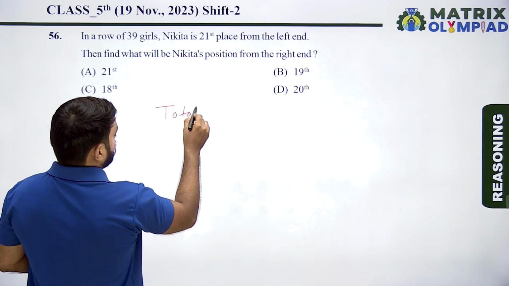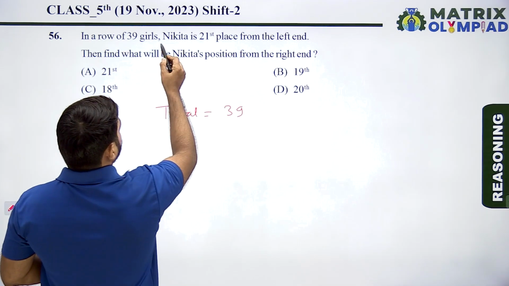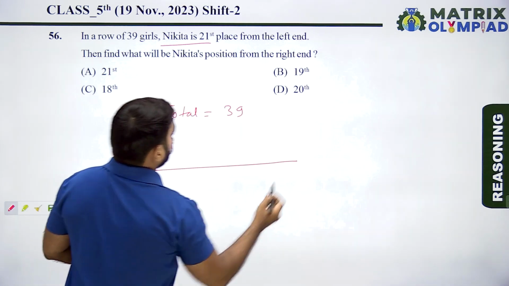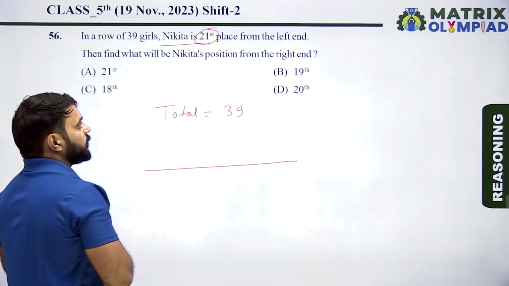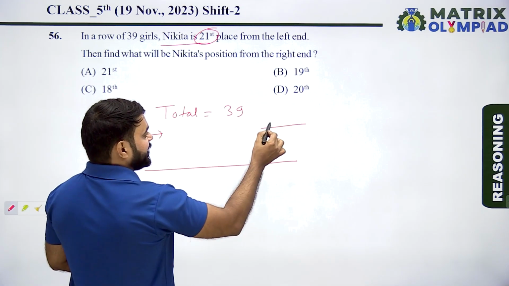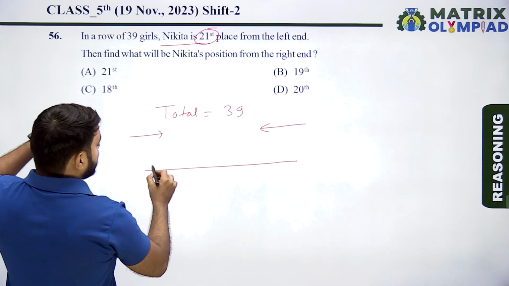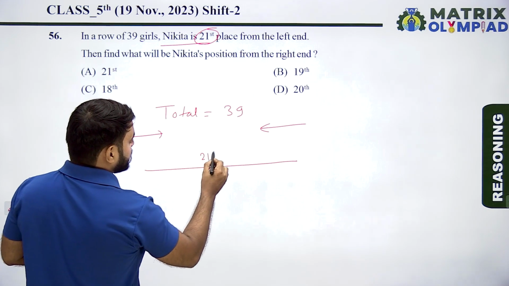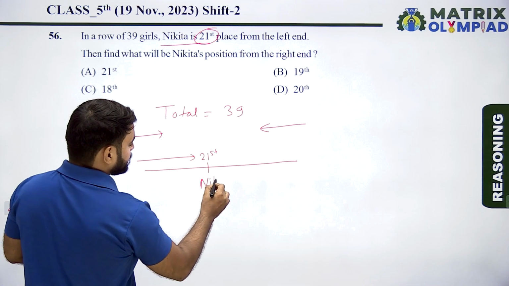Total number of girls is equal to 39. Position of Nikita is 21st from the left. So this is the left of the row and this is the right direction of the row. So position of Nikita is 21st from the left. Here is Nikita.